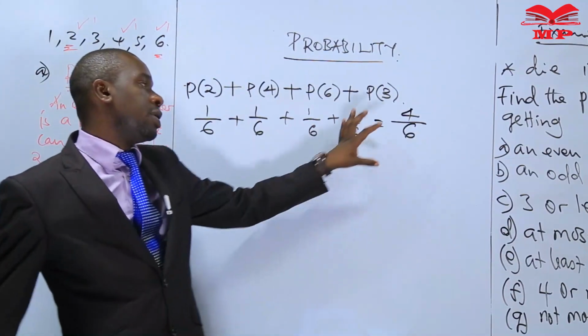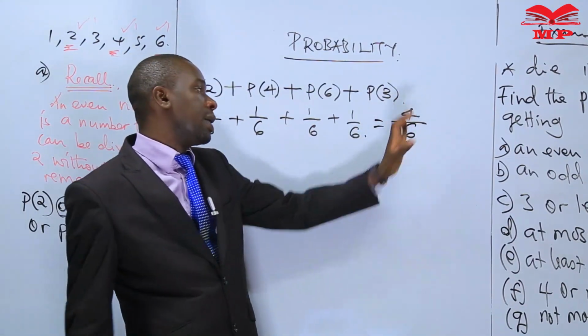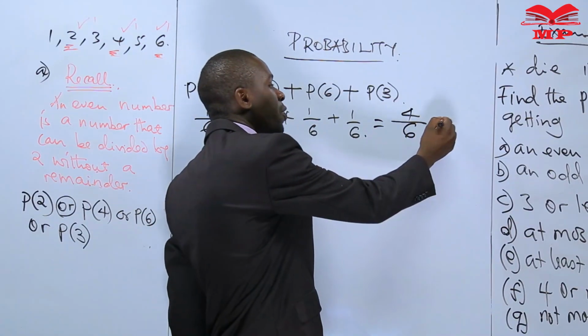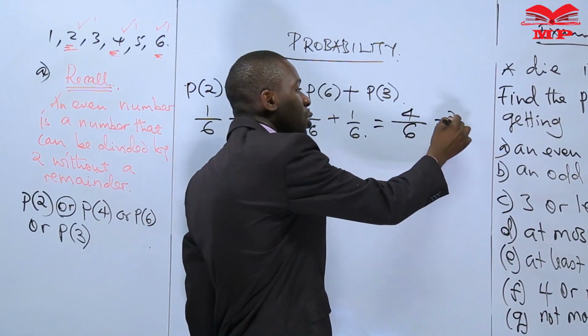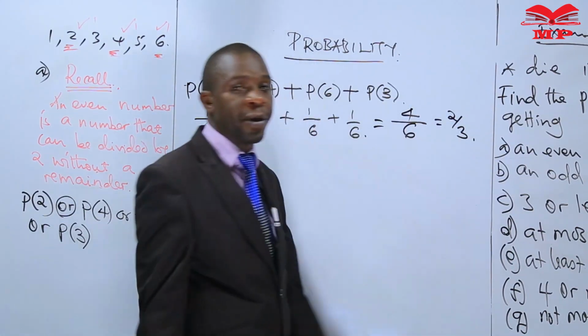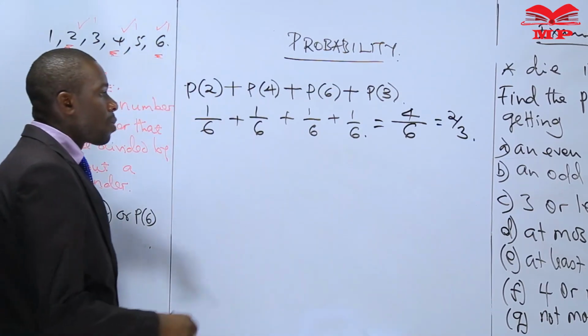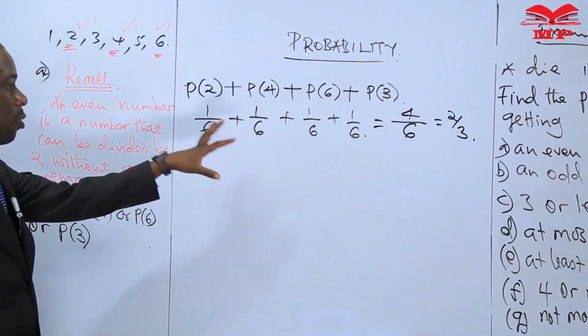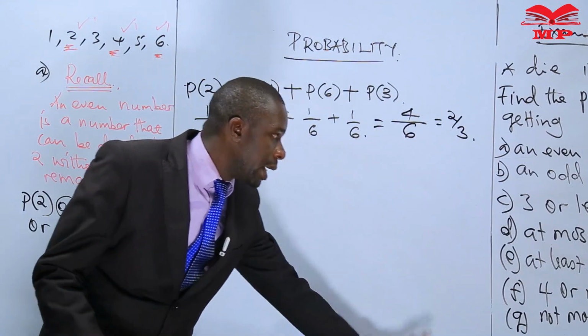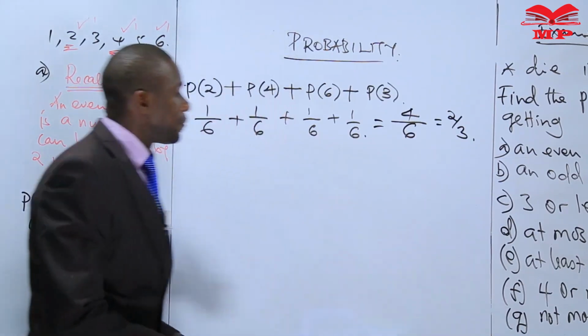You realize this is not a fraction in its simplest form. So we can simplify this by dividing both numerator and denominator by 2 to get what we call 2 out of 3. Good. Now, because we've done the first one, we can now move a little bit fast when we're dealing with second, third, fourth, fifth, sixth.